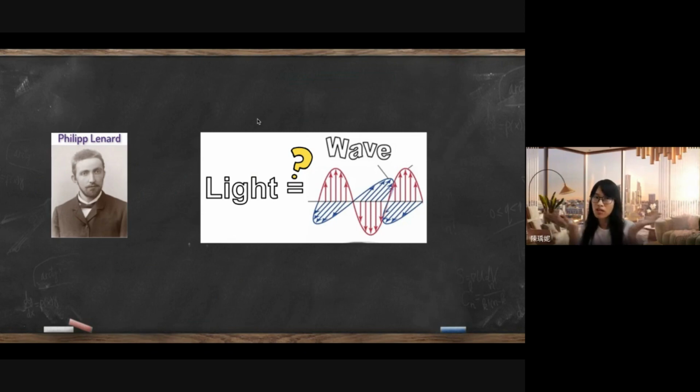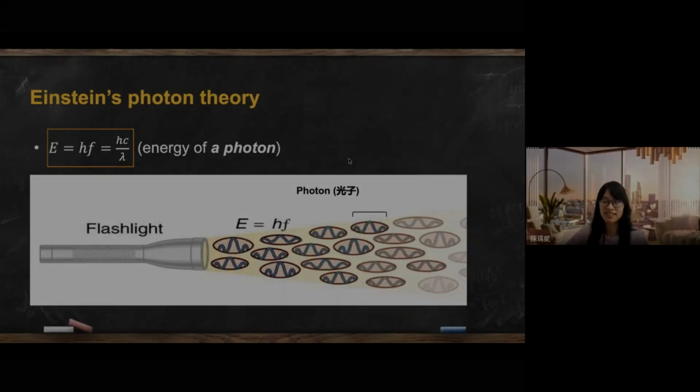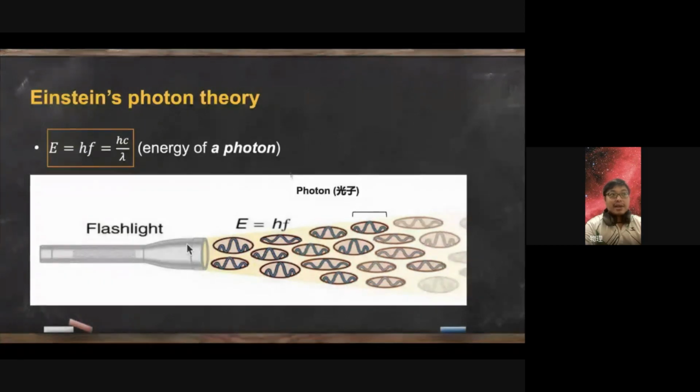Why is this so? Is light a wave? Isn't the energy of light only related to intensity? Lenard was really confused. Let's see what happened next. Okay, at this time, Einstein, after reading many papers, proposed the quantum theory of light to explain those phenomena. Now let's see how he explained it.